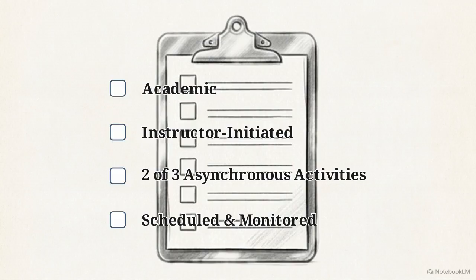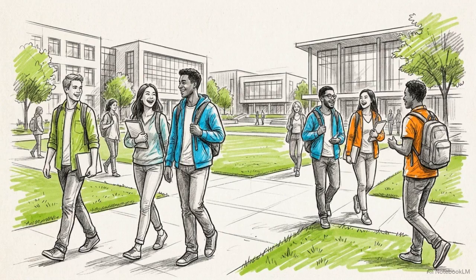You can audit any course by asking 4 questions. Is the interaction academic? Is it instructor-initiated? Does it use at least 2 of the 3 asynchronous activities? And is it both scheduled and monitored? Fulfilling these 4 criteria secures the course's regulatory standing and provides the instructional framework students need to succeed. That is the RSI cycle.